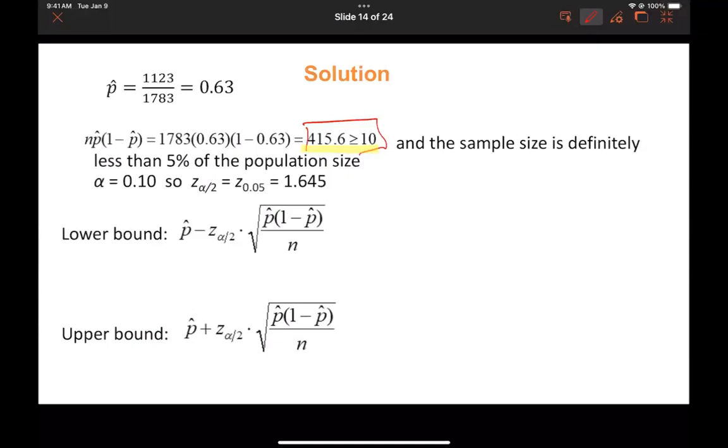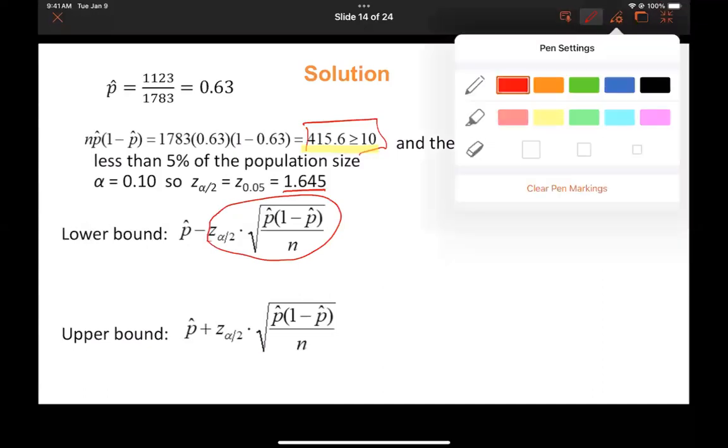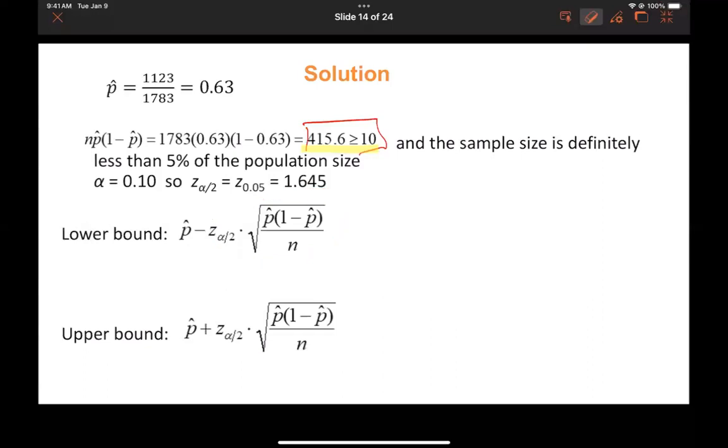Our alpha is 10%, as I stated before. So we divide that in half and we find the Z score that goes with the upper 5% of our normal curve. So we got 1.645. So now we're going to calculate the margin of error, which is this right here, the Z score times the standard deviation. We're going to calculate that and we're going to subtract it from p hat, which is 0.63. We're going to add it to p hat.